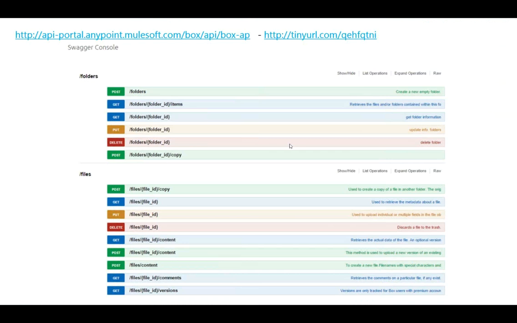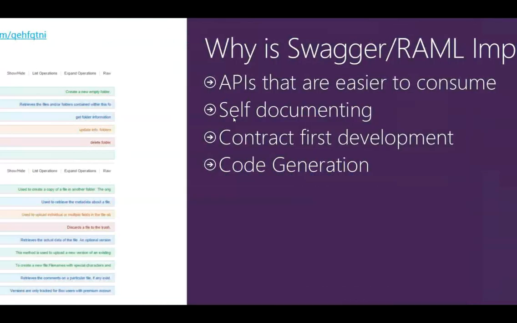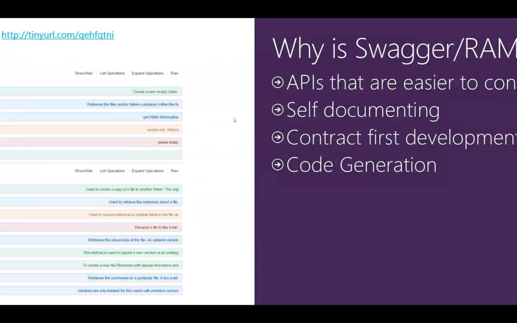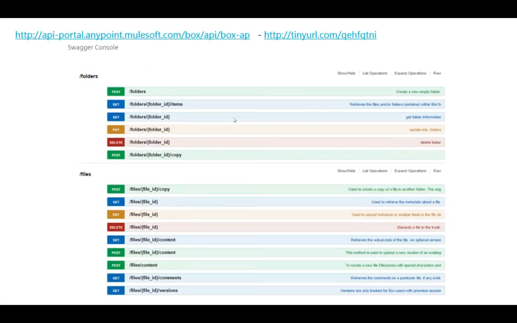Just if you wanted to take a look to see what a real world example looks like, I've got a URL off the MuleSoft site. Here's the equivalent tiny URL. And what we have here is actually Box, the startup that deals with online storage. They've modeled their APIs in both Swagger in this example and in RAML as well. And you can see both of those examples at that particular URL.